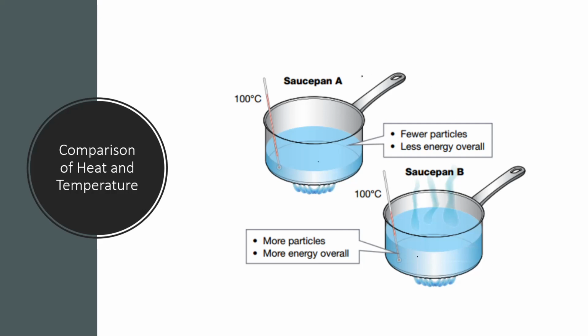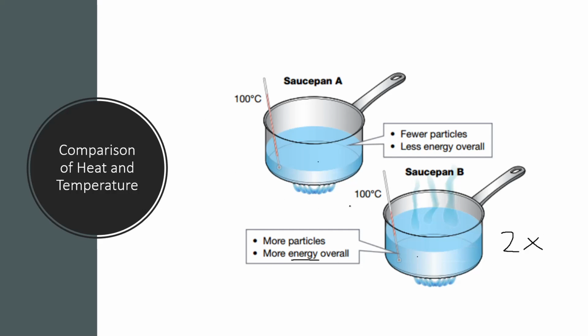Now, which one, however, has more heat? This answer is a little bit more tricky, but it actually has to do with the amount of water. So you'll see, saucepan A has less water, and saucepan B has more water. Therefore, saucepan B has, let's just say, double the amount of water. Therefore, it actually has double the amount of heat overall, more energy overall, okay?